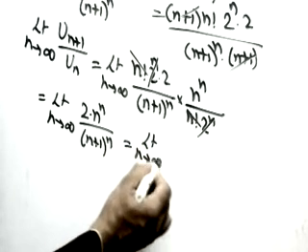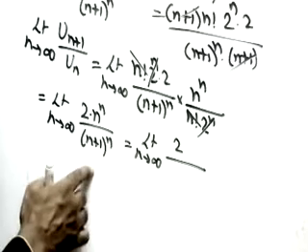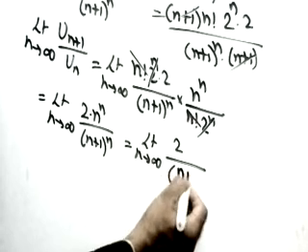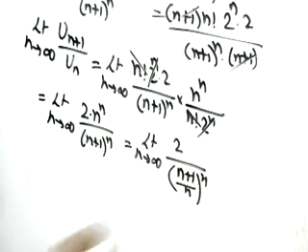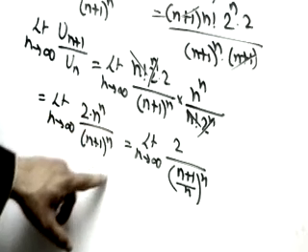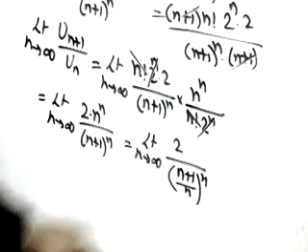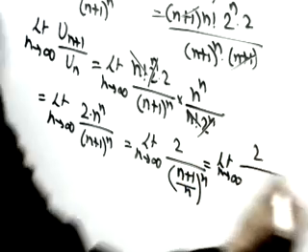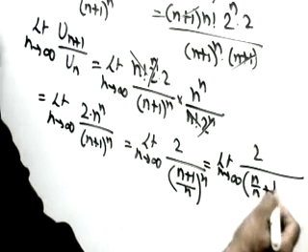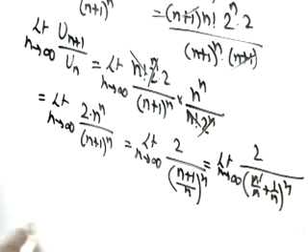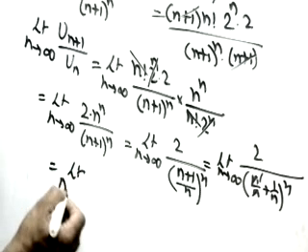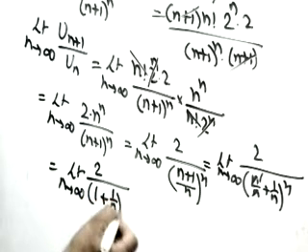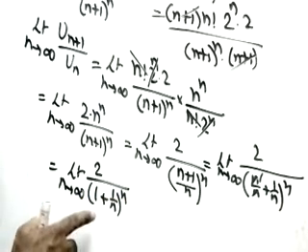To bring this into the formula, we have to change it like this. Limit as n tends to infinity, bring this in the denominator. You see, both have the same power, so we can write (n+1) by n whole power n, with n power n in the denominator. Now separate this and you will get the formula. Limit as n tends to infinity, 2 divided by (n+1) by n whole power n, which becomes 1 plus 1 by n whole power n. Once more, I am writing the same step: limit as n tends to infinity, 2 divided by (1 plus 1 by n) whole power n.